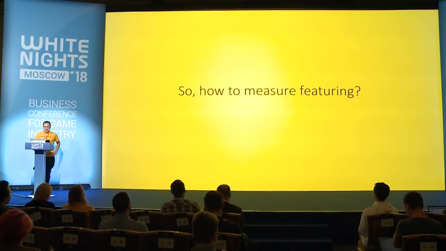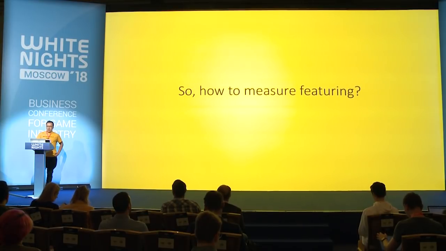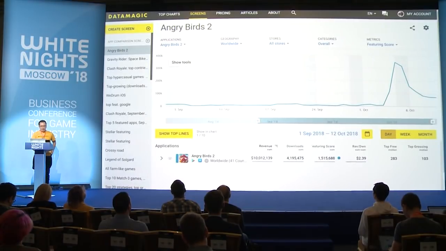So let's discuss the method that we suggest for featuring measurement. The challenge of featuring measurement is mainly complicated by the fact that being featured often implies having a lot of simultaneous featuring placements on different platforms in different countries and via an unclear number of different featuring placements. Here's a typical picture of what a random large-scale featuring looks like.